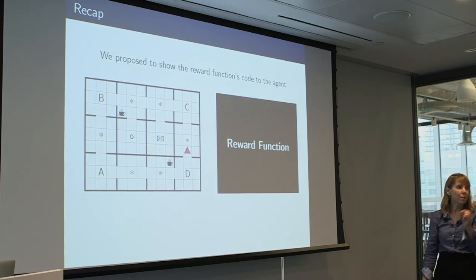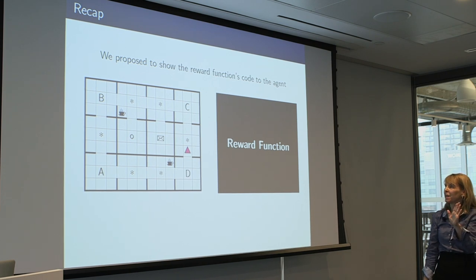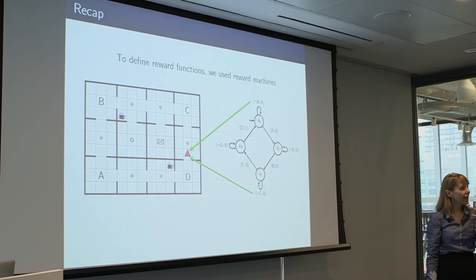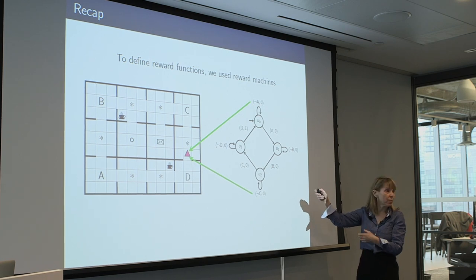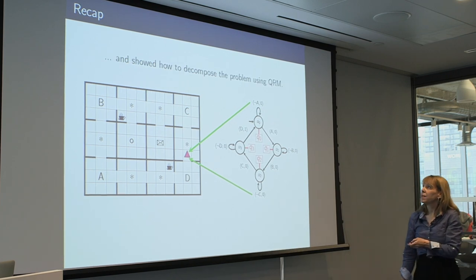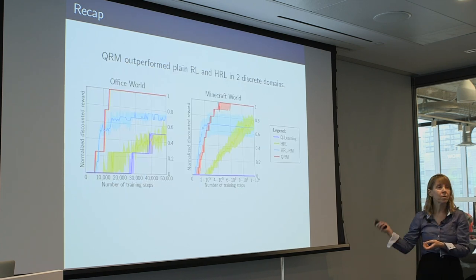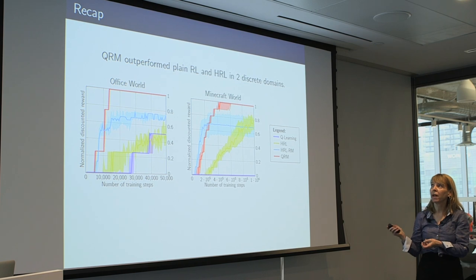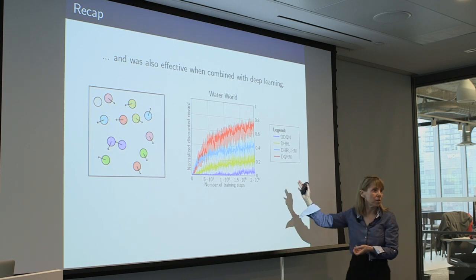So just a recap, what are you meant to take away from here? We propose to show the reward function's code to the agent. That's the main simple, nice, elegant idea. We provided a canonical language, a representation for doing that in the form of something we refer to as a reward machine, which is quite expressive and allows not only for scalar numbers here, but for complex reward functions, even at the label states. And we showed how to decompose the problem using an associated algorithm so that we could learn much more quickly and solve problems that couldn't be solved. QRM outperformed plain RL and HRL in 2 discrete domains, and it was also effective when combined with deep learning compared to really powerful techniques.